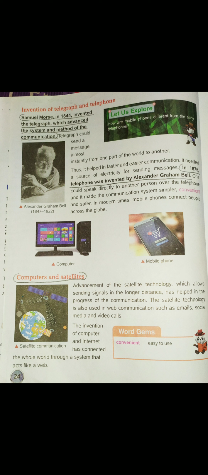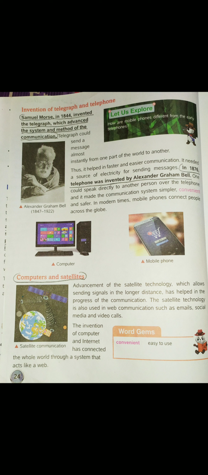You have heard about the satellite system. India sent many satellites into space. These satellites help us to watch television, and we can use mobiles with the signals. Satellite technology is also used in web communication, such as emails, social media, and video calling. We can make video calls with the help of computers, satellites or mobile phones.